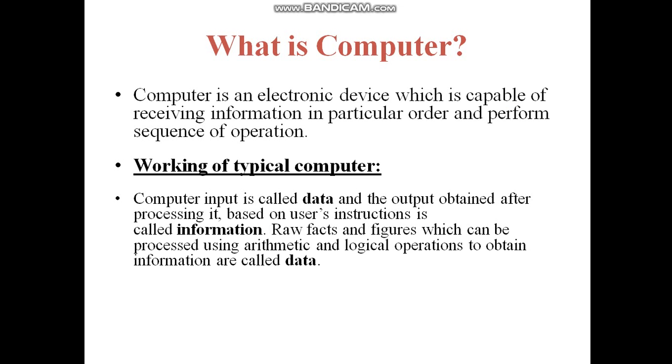Introduction to computer. First of all, computer. The word computer comes from the word compute, which means to calculate. Something that calculates is simply known as a computer. A computer is an electronic device which is capable of receiving information in a particular order and performing a sequence of operations. Basically, it follows some instructions and performs any task. This is the main task of a computer.